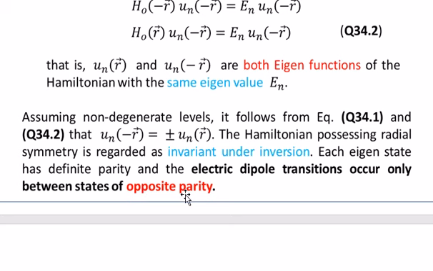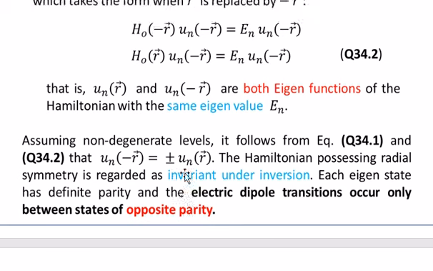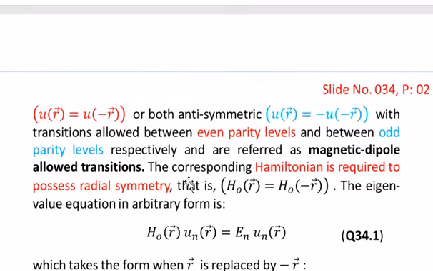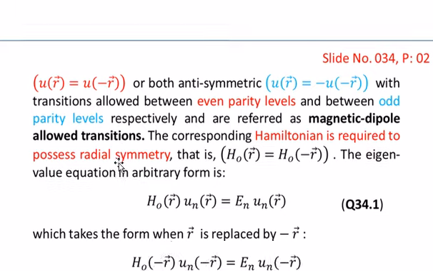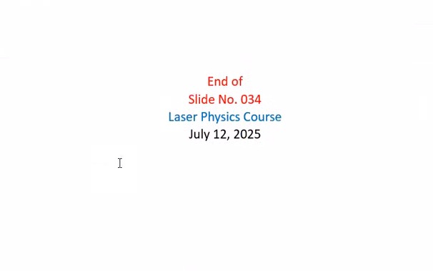So for the electric dipole moment, the transitions will occur between states of opposite parity, but in the case of a magnetic dipole moment, two cases are possible. That is the transition from even parity to even parity levels when the radial part of the wave function is symmetric, and when the radial part of the wave function is antisymmetric, then the transitions will take place between the odd parity levels. So this was the case that we have discussed. So this is the end of slide number 34.